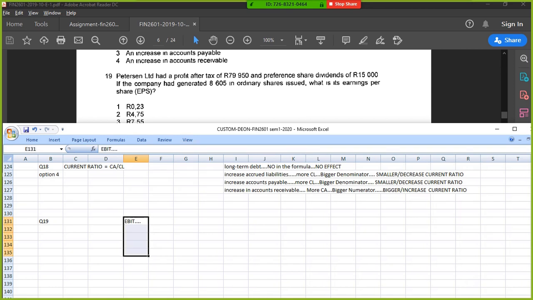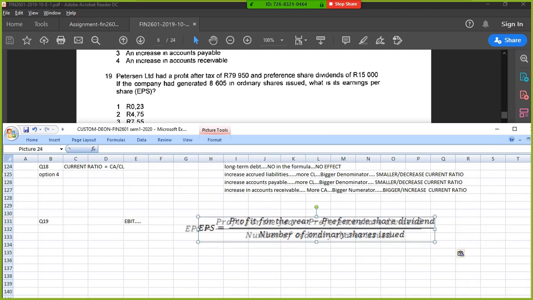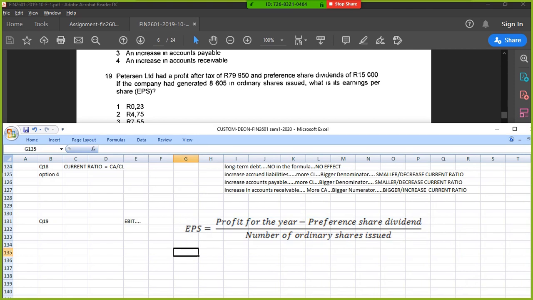They could have made this question more difficult by asking you to work out this first part. But they're not asking you for that, so that's great. That can help us. Let's just copy the formula. There's the EPS. Can you work it out? Do we have profit for the year? We do. What is the profit for the year? The profit after tax. This is the one that I'm struggling with. The profit for the year is the profit after tax.